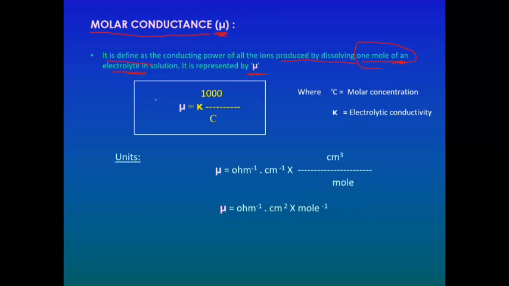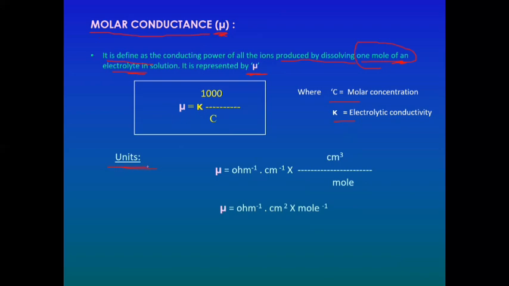Then how can you write the equation for the molar conductance? Mu is equal to K into 1000 by C. Here is the mathematical equation for the molar conductance, where C means molar concentration, you know that, and K means electrolytic conductivity or specific conductance, you know that.